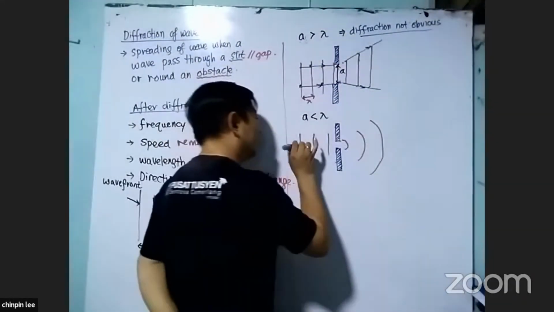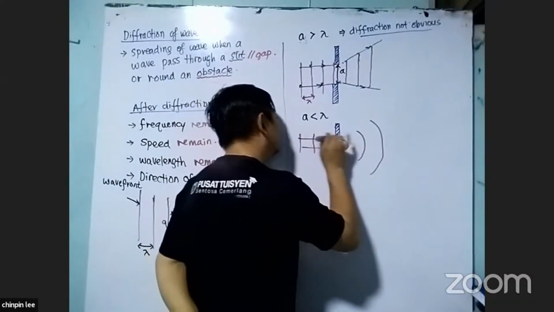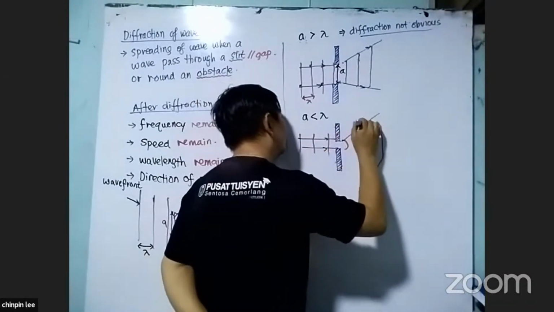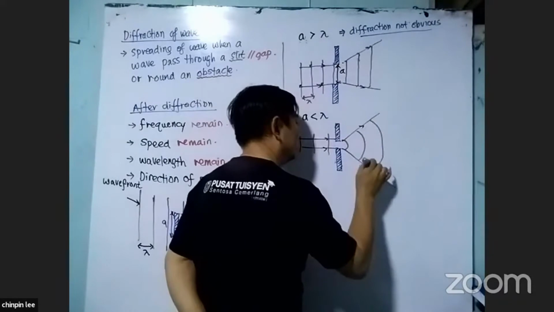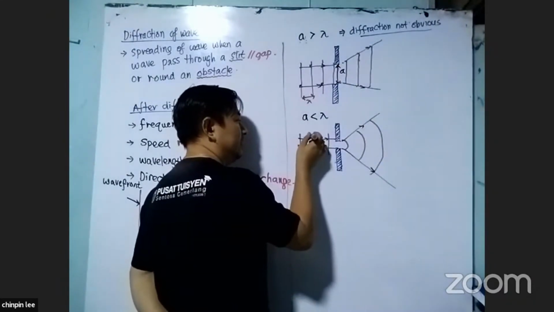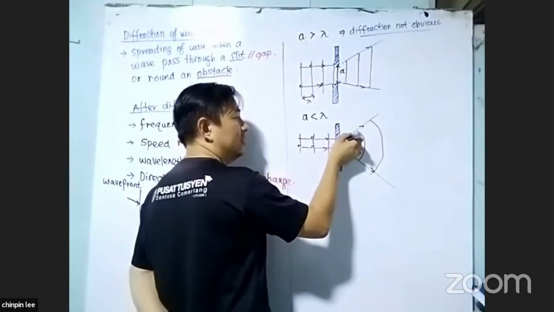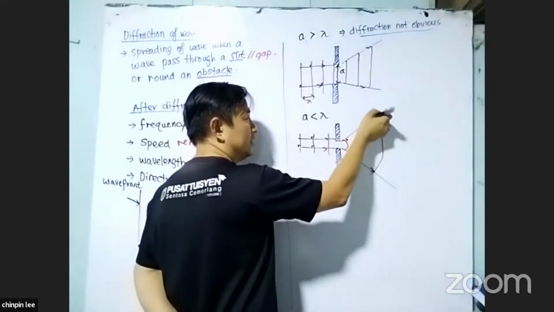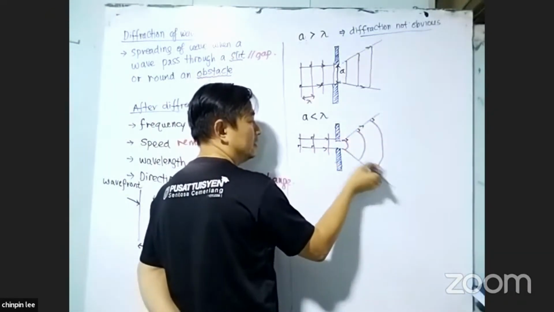When the wave comes into here, it spreads. You see, this one is 90 degree, this one is 90 degree, no problem. And after it spreads, the wave direction is still 90 degree.